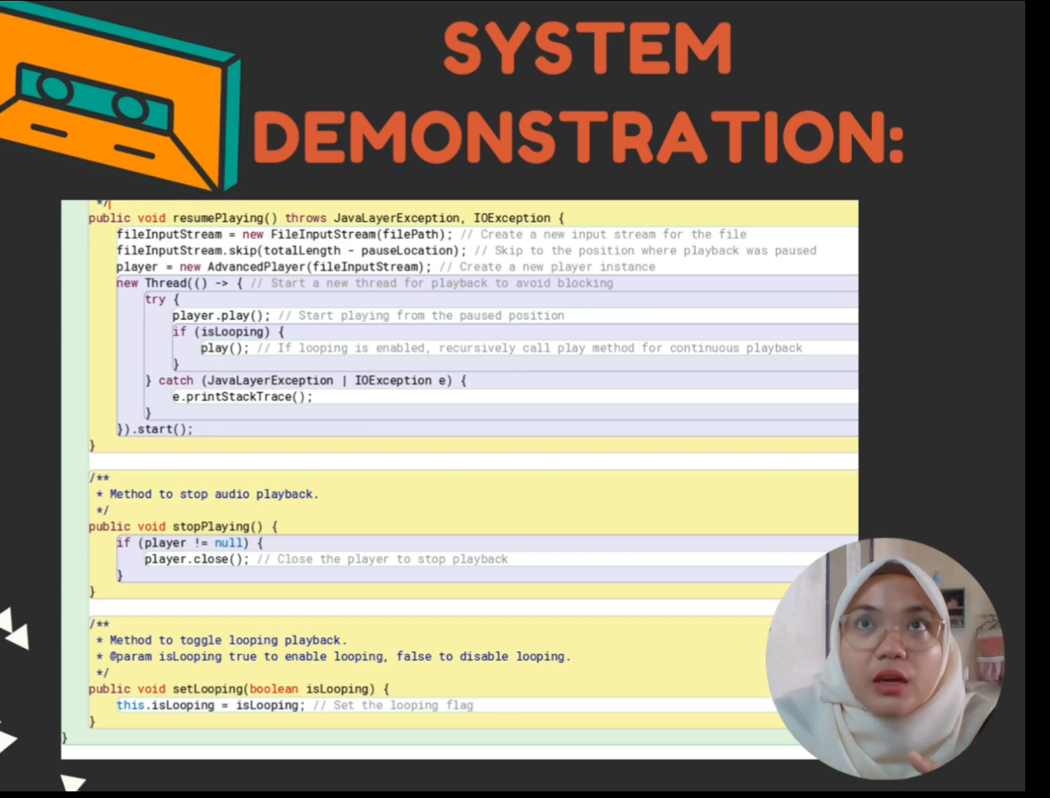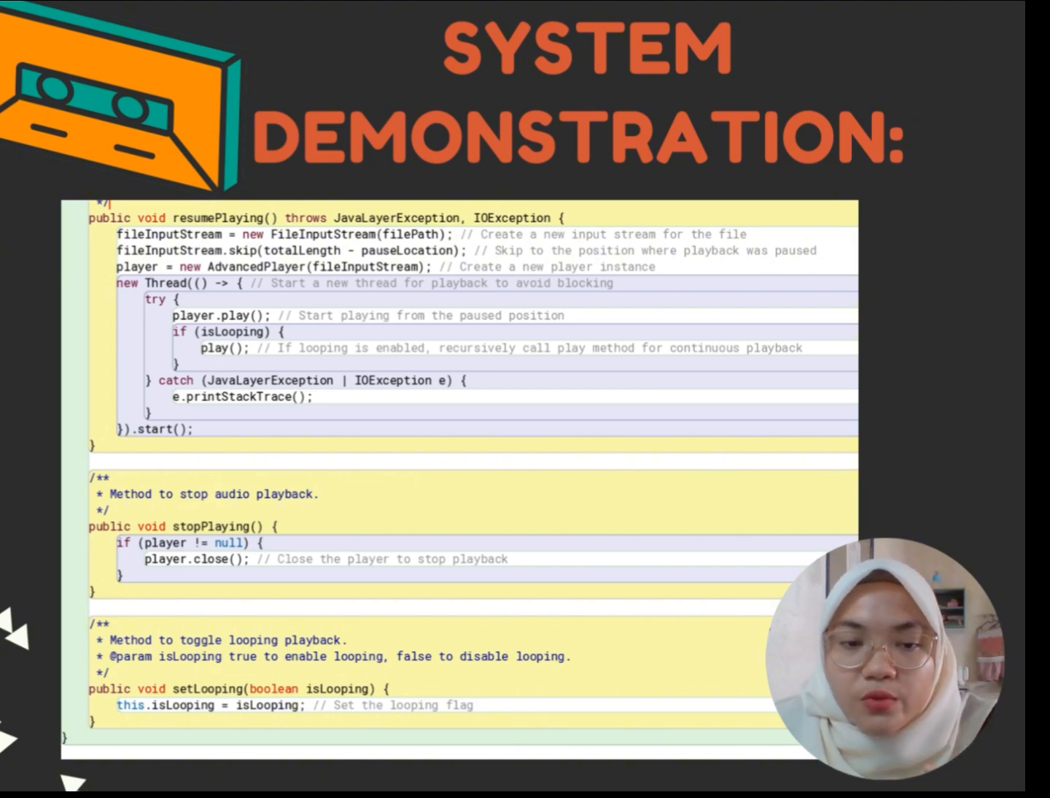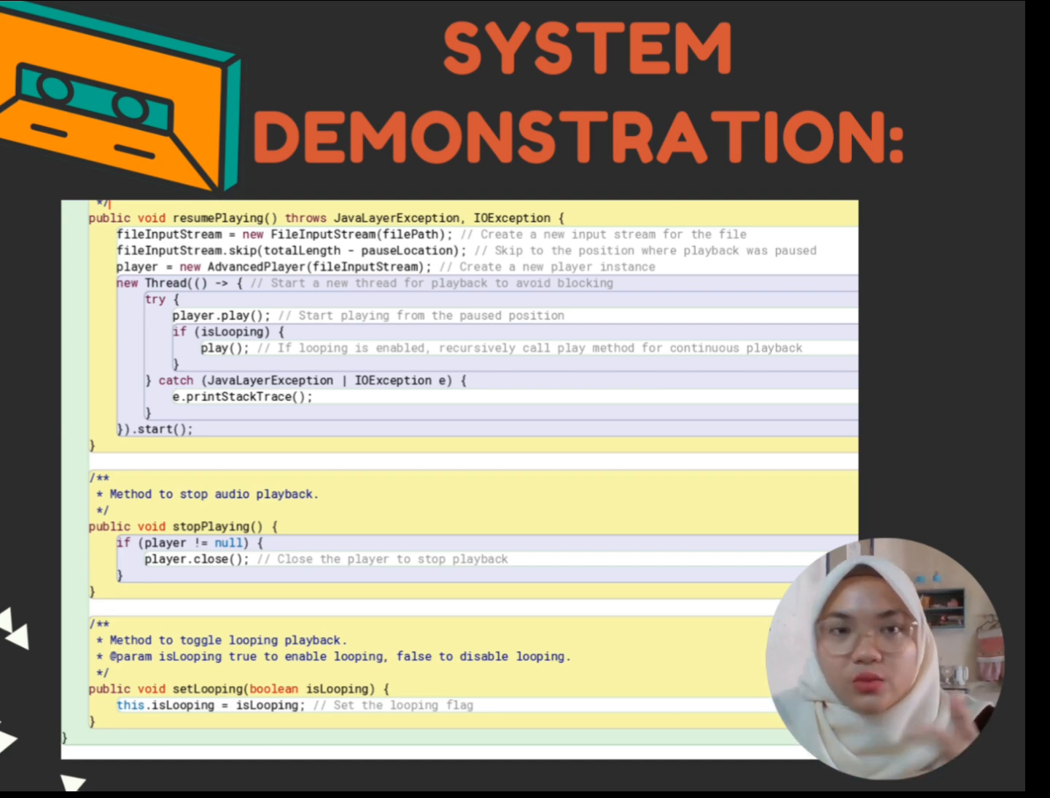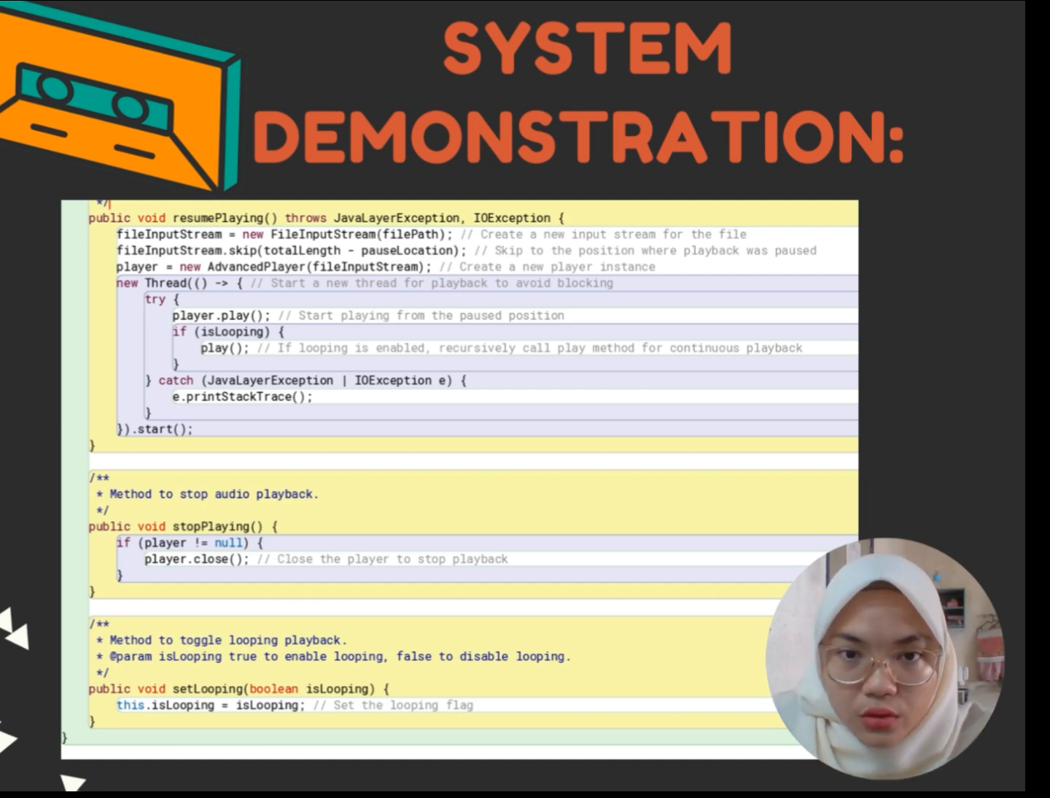As I have said before, the play method is responsible for starting the audio playback. This method resets the player and starts playback. If looping is enabled, it will recursively call itself for continuous playback. The reset player is to start playing the song from the beginning, and the play is obviously for playing the audio file. When there is looping, it will continuously call itself to play the song again and again.